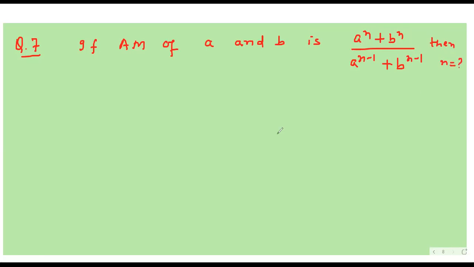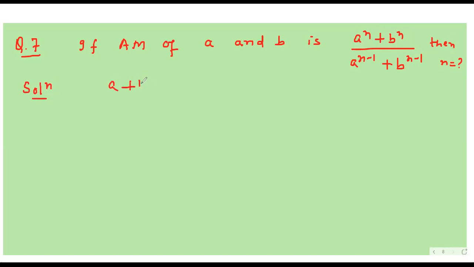If the arithmetic mean of a and b is (a^n + b^n)/(a^(n-1) + b^(n-1)), then n equals this. So let's consider the solution.